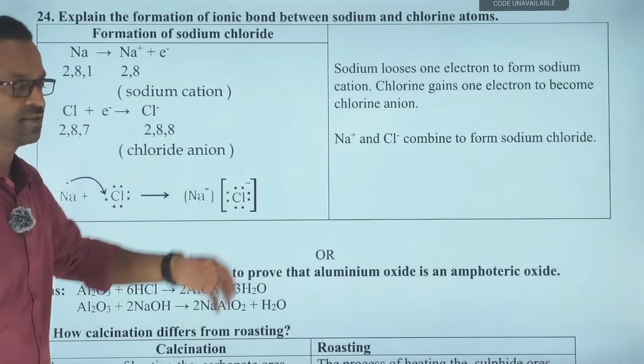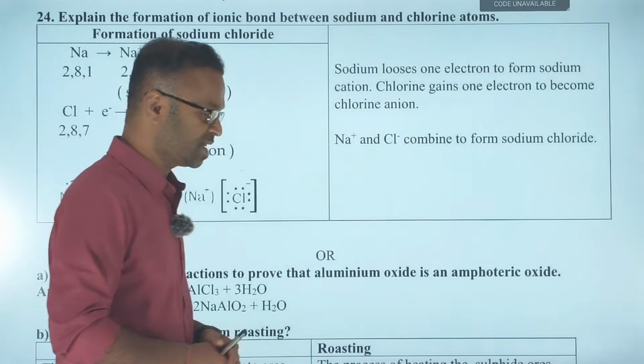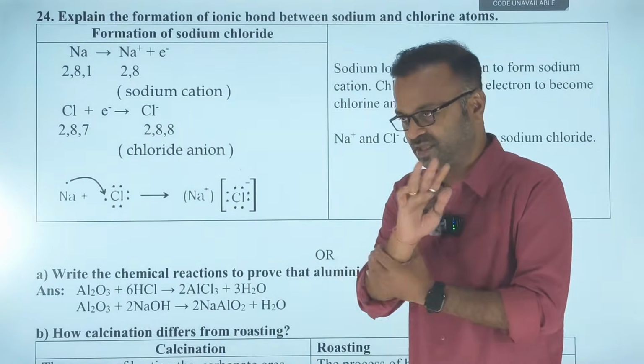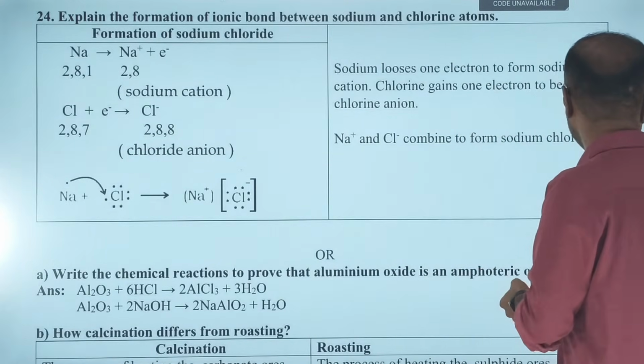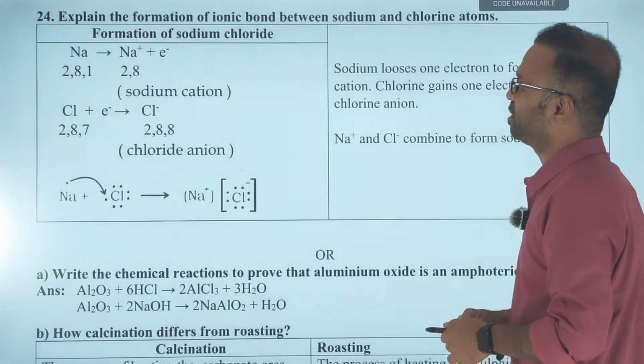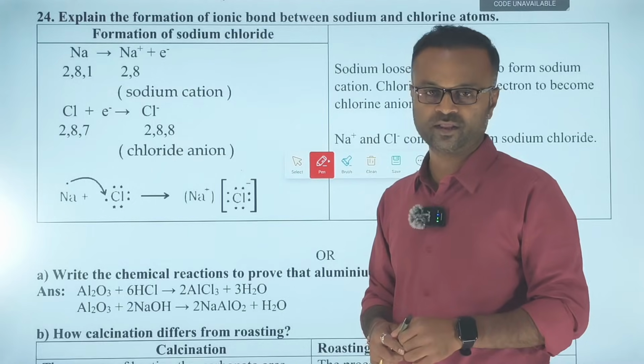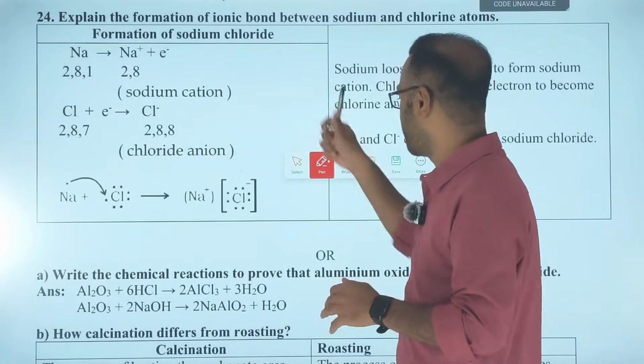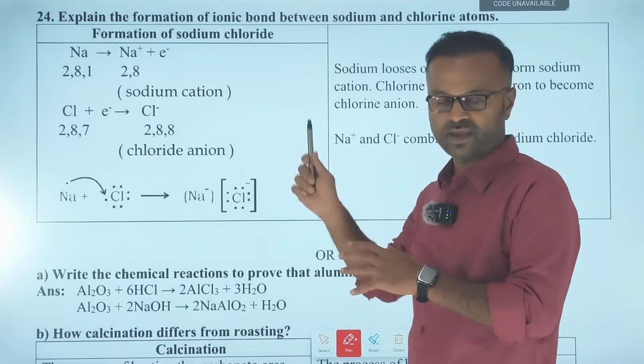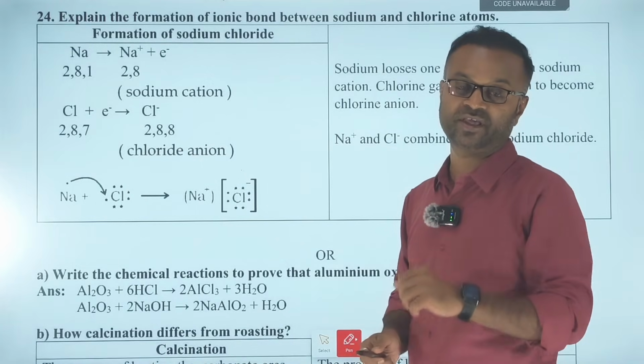Here they ask for 3 marks, and it's very simple to write this answer. Let us try to understand. The first thing we should do is write the atomic number of sodium and chlorine. The atomic number of sodium is 11, and chlorine is 17. Then write the electronic configuration.